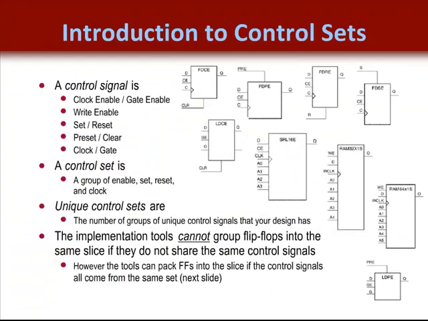So as we mentioned earlier, a control signal is any signal that is connected directly to a flip-flop or dedicated resource in the FPGA directly. A control set is a group of control signals driving an individual flip-flop or other dedicated resource. Managing your unique control sets is helpful to improve your design speed and device utilization. That is because the implementation tools cannot group flip-flops into the same slice if they don't share control signals. Now, we'll go through an example on the next couple of slides to help elaborate this a little bit further.